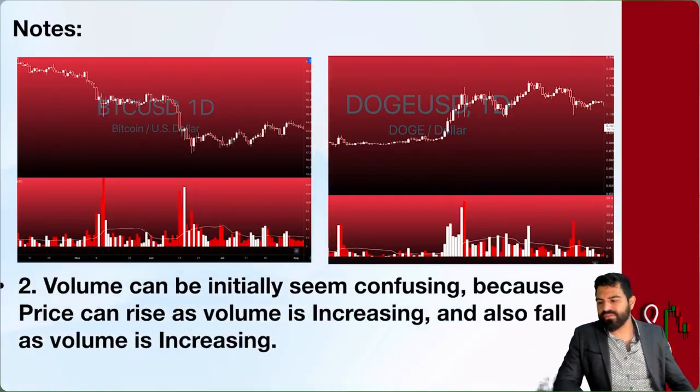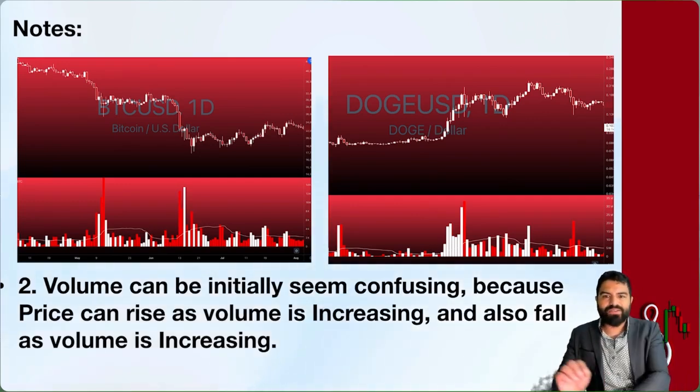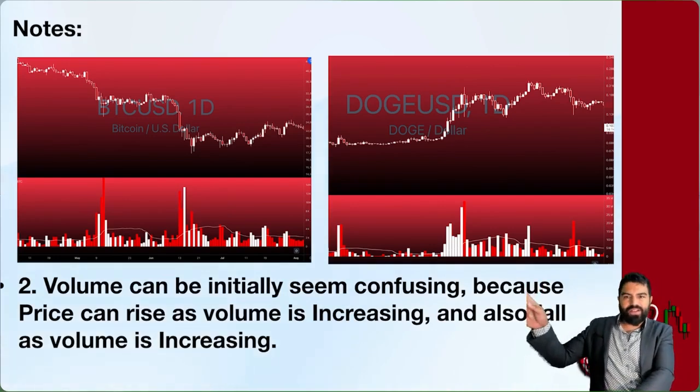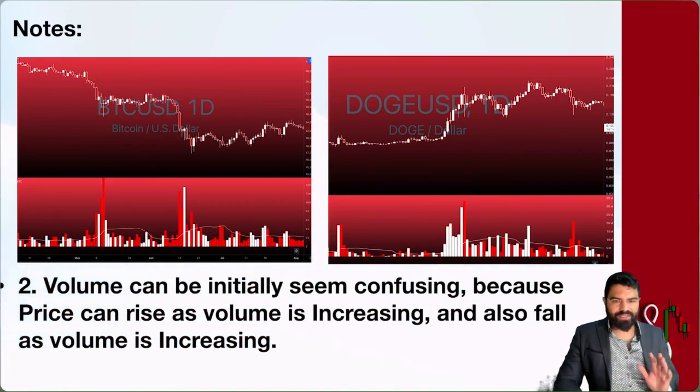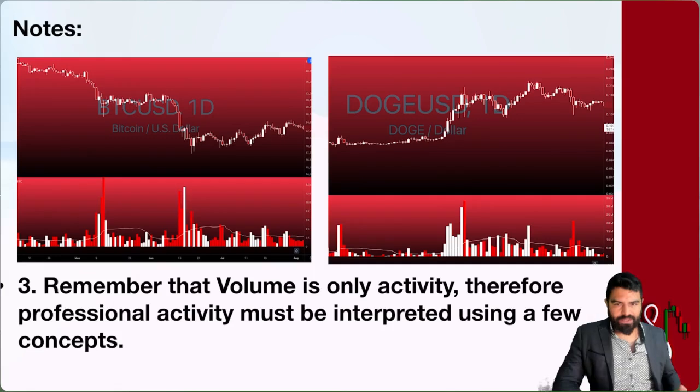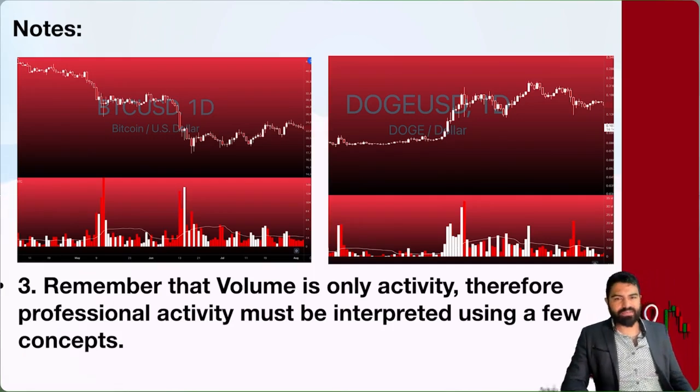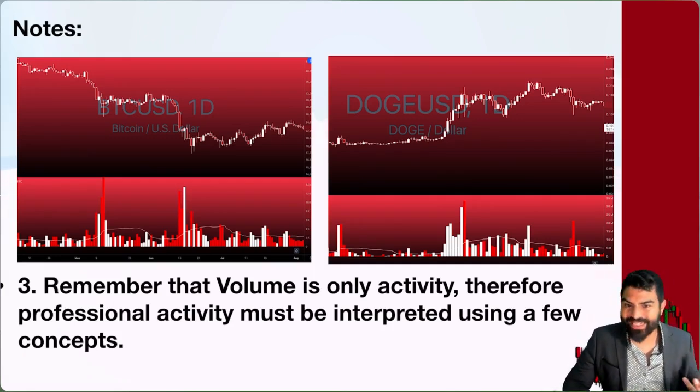Okay, and then just remember, volume can initially seem confusing because price can rise as volume is increasing, and price can fall as volume is increasing. So here's an example of prices falling in the first panel, and in the second panel we can see prices rising. Both situations, volume is increasing. So that's why it can initially seem confusing. We're going to break this down in some simple steps to try to use this like a language.